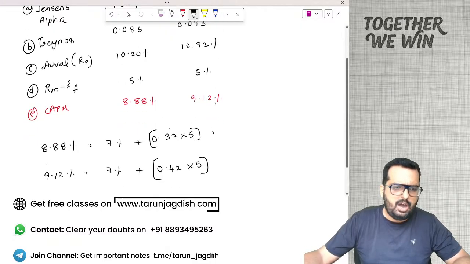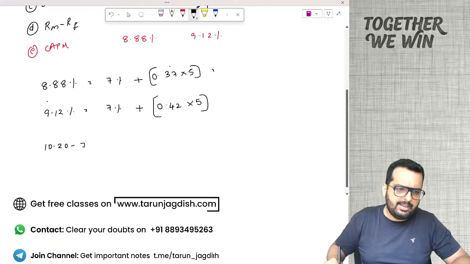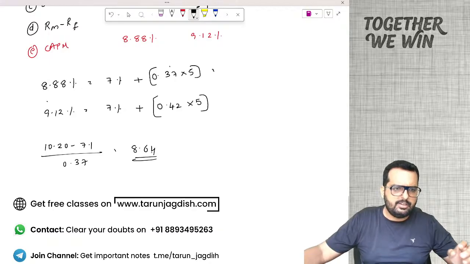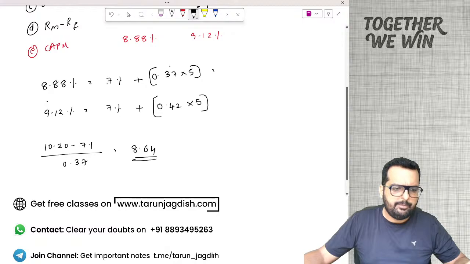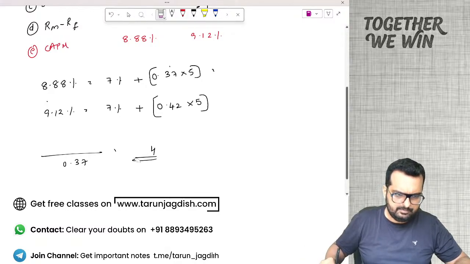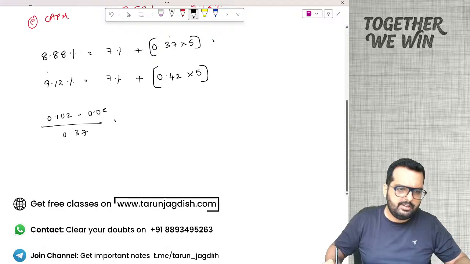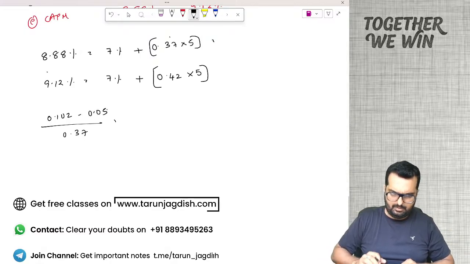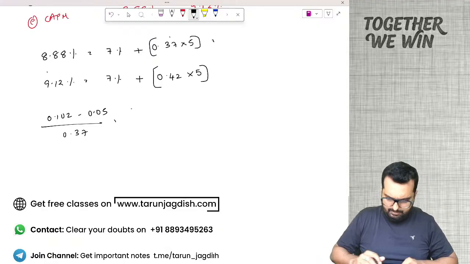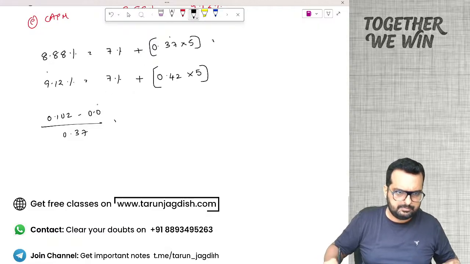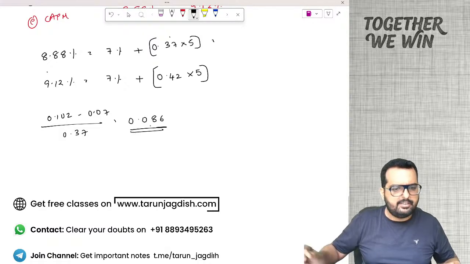Now, if this is correct, I can cross check once again for Treynor's ratio. RP I know is 10.2 minus RF 7, divided by beta, which they have got as 0.37. You will get the Treynor's ratio as 8.64. Does it tally? Just cross check. No, they are getting minus. Okay, so basically how they have done it is, instead of RP, 10.2, that is 0.102 minus 0.07, divided by 0.37. They get 0.086. Is that the right answer?